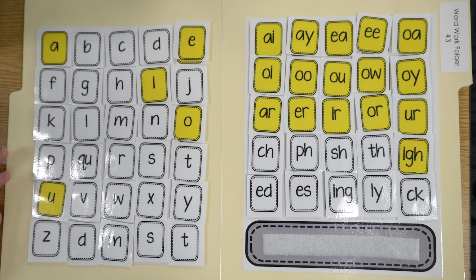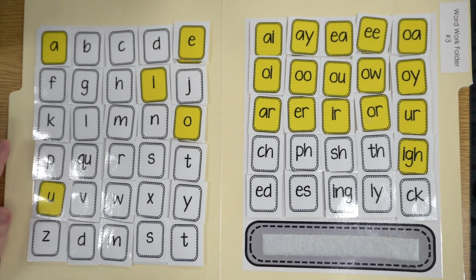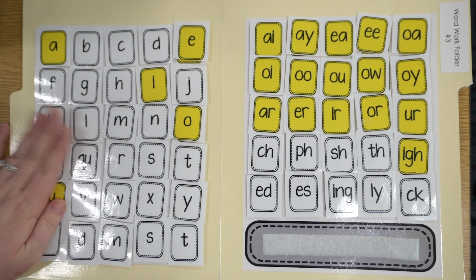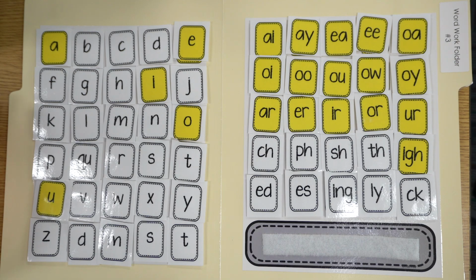Hello again. This week we're going to be practicing the et sound, and et is spelled E-T. Now you should already have one of these, and if you don't, make sure you go to Skyline and pick this up from your teacher. This is your word work folder, and I'm so excited to get to use it.